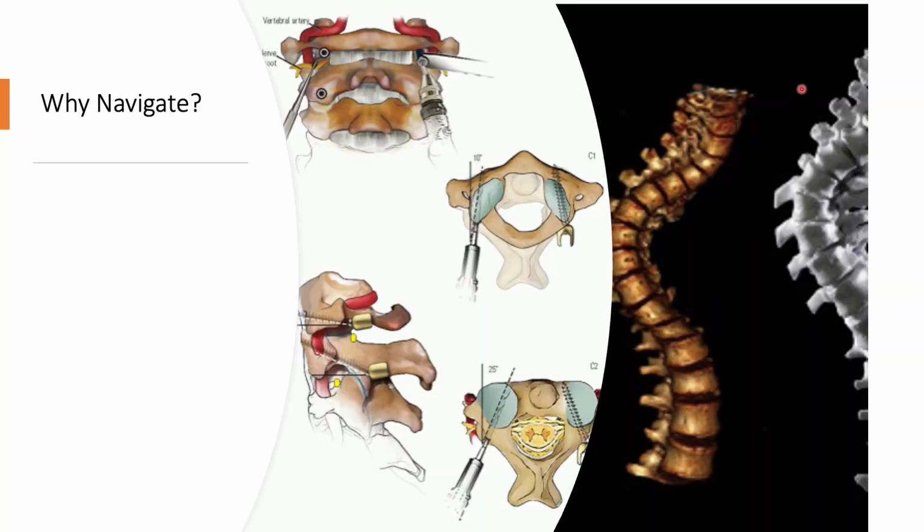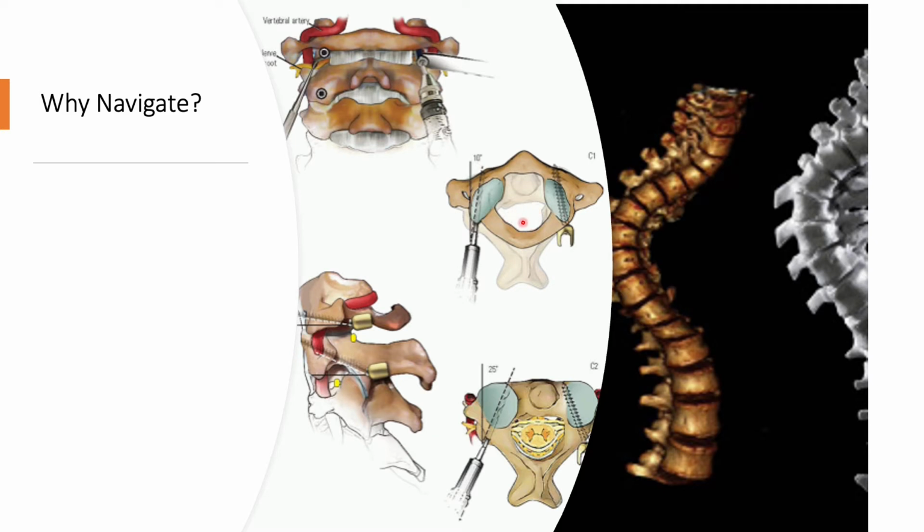So here's another good example of why we need navigation in spine surgery. Here you can see the implants which are placed in the cervical 1 and cervical 2 vertebrae, and you can see the implant actually navigates a very narrow safe corridor between your vessels, which is a vertebral artery, as well as the neural elements, which is right in the middle.